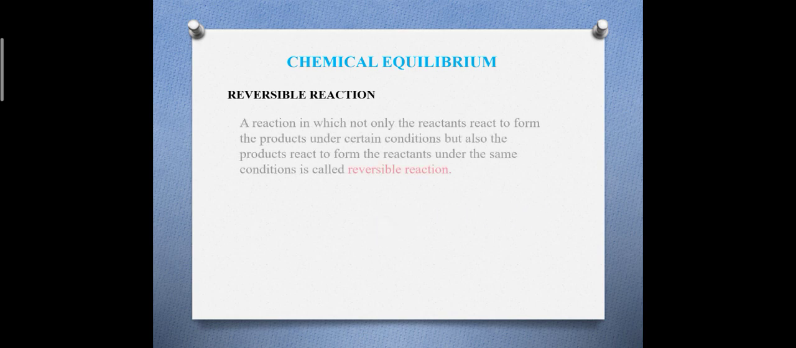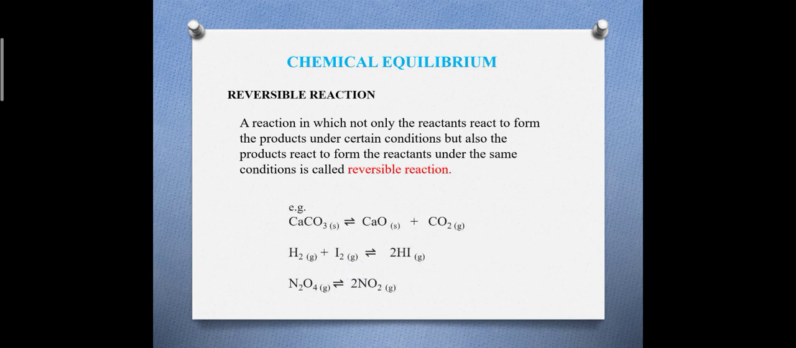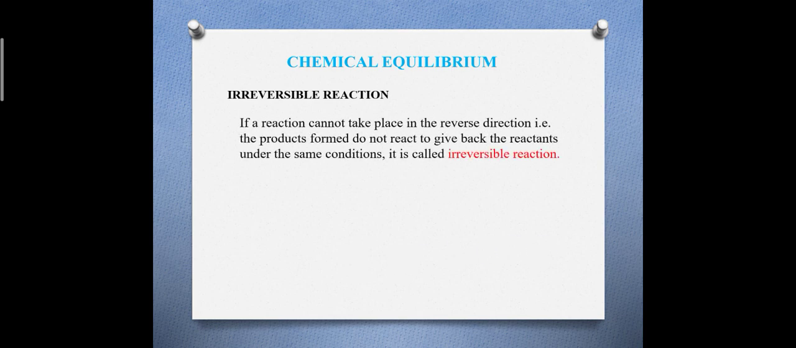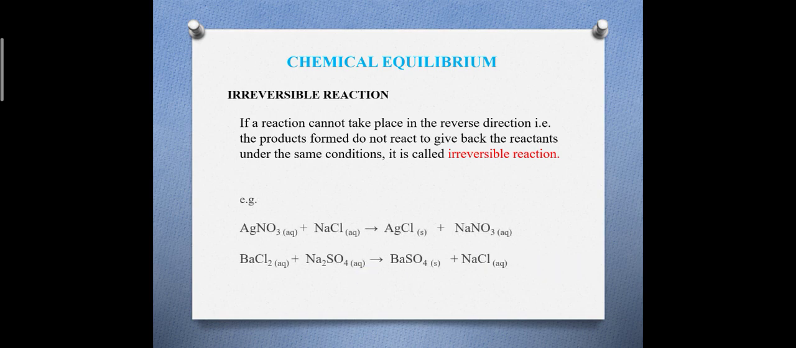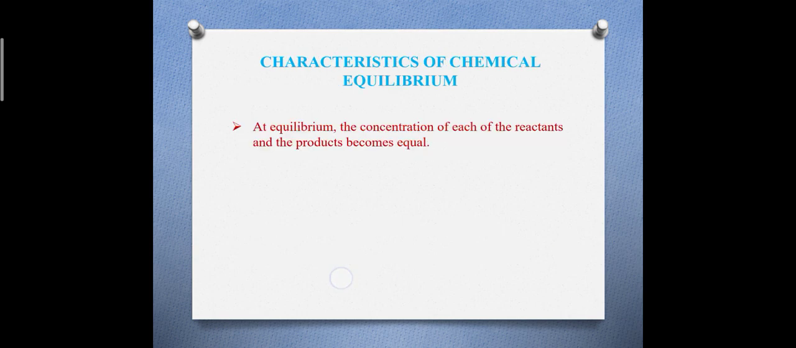Now, what is a reversible reaction? A reversible reaction is one in which not only do the reactants react to form the product under certain conditions, but also the product reacts to form reactants under the same conditions. And these are examples of reversible reactions. Irreversible reactions are the reactions that cannot take place in the reverse direction, and these are examples of irreversible reactions.